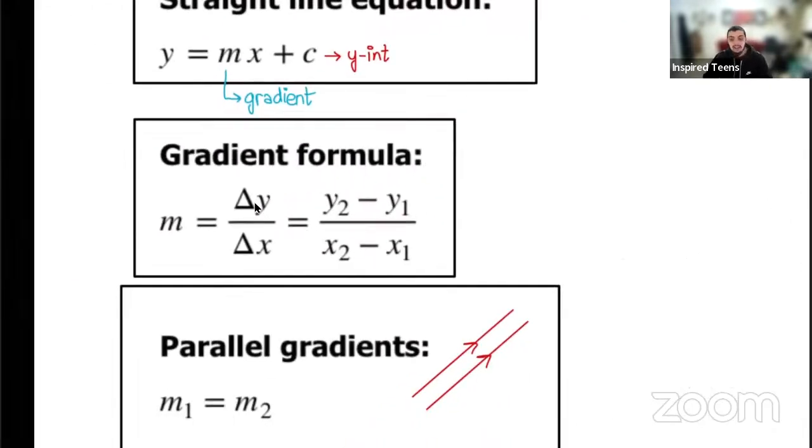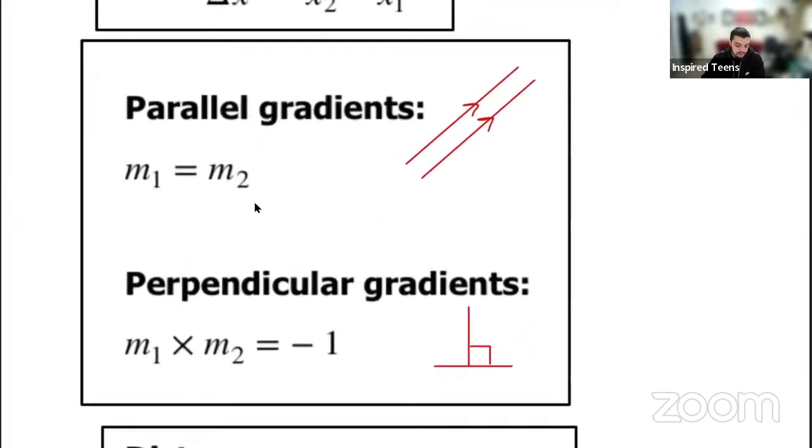Let's have a look now at the gradient formula. Gradient formula, m is equal to delta y over delta x, change in y over change in x, y2 minus y1 over x2 minus x1. So this should just be revision for you, right? You've done this formula probably since at least grade 10, maybe even way before that, right? But this is the gradient formula, y2 minus y1 over x2 minus x1, and hopefully we can get to do an example today as well.